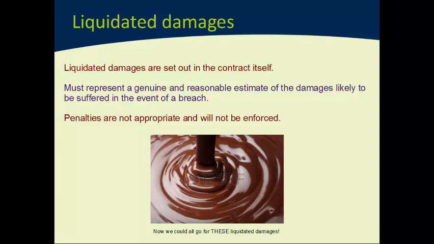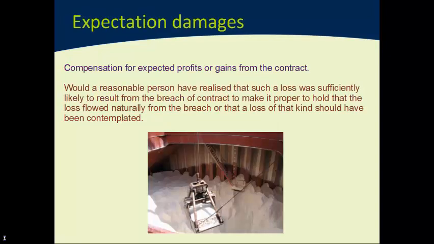So if you come across liquidated damages in any of your assessment items, there's not going to be a simple rule to apply. What you're going to have to do is give an indication based on the facts that are at hand. My suggestion to you would be that you also deal with what the outcome would be if the court forms a different view of those facts.